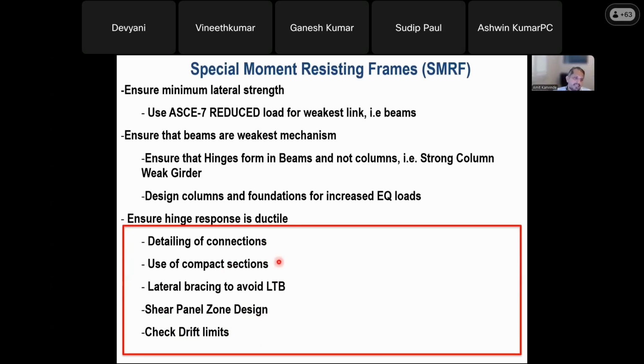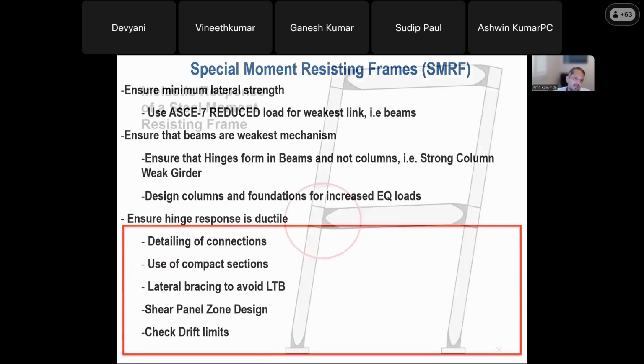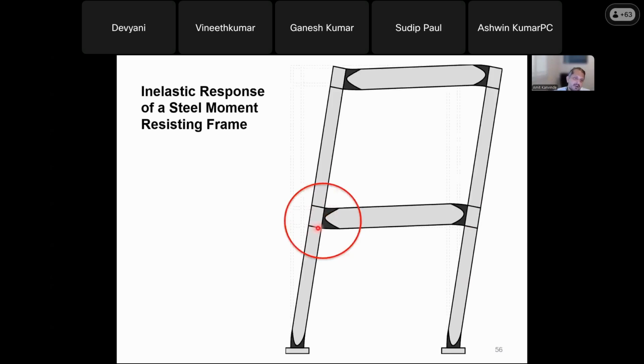All right, so in this lecture, I'm not going to talk about compactness. I'm not going to talk about lateral bracing, shear panels, and all of that. I'm going to talk a little bit about detailing of connections because that's one of the most interesting issues when it comes to steel moment frames. Backing up, again, remember, we want to develop a very large amount of inelastic action in these connections. Usually, we want to have about 0.04 radians or so of rotation in these connections without failure.